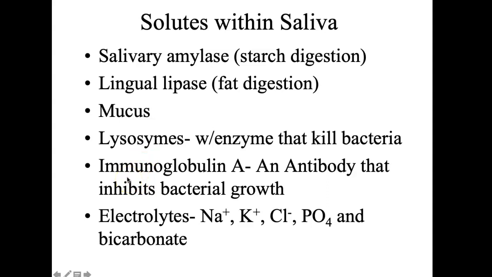Also, we have immunoglobulins, immunoglobulin A, which is an antibody that is going to also attack some of those bacteria and inhibit that bacterial growth. And electrolytes. You have sodium, potassium, chlorine, all of these, and also on top of that bicarbonate, which is going to adjust the pH of what you're eating in the mouth. Okay, so it's complex what's in saliva.